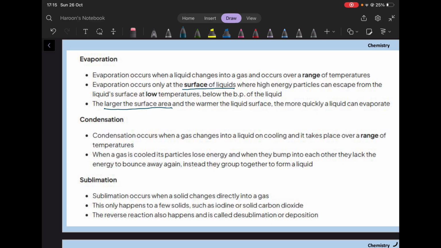Now for condensation, this is the reverse of boiling. Basically, it occurs at a fixed temperature known as the condensation point, and even in this process, being the reverse of boiling, energy would be released to the surroundings.